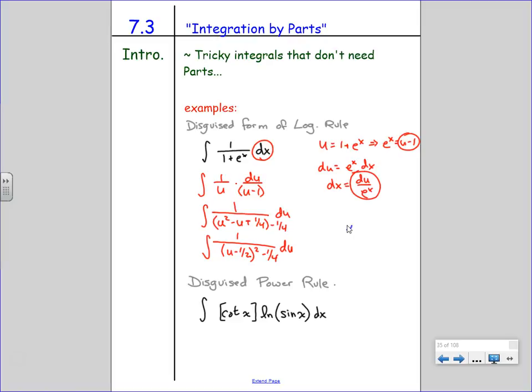Question. Answer. Why are we stuck? Because we need to do integration by parts. Because... No, we don't. Oh, we're good now. We're good.